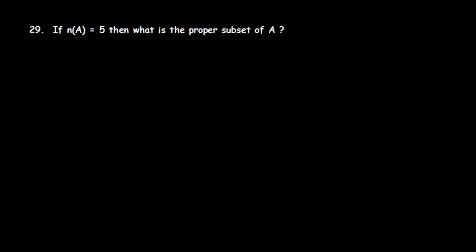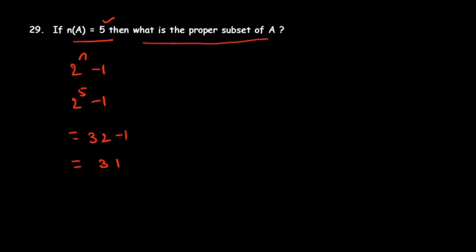If N of A is equal to 5, then what is the number of proper subsets of A? The proper subset formula is 2 to the power of N minus 1. That means there are 5 elements in the set. So we take 2 to the power of 5 minus 1, that is equal to 32 minus 1, that equals 31. So once again I repeat the question. N of A equals 5, there are 5 elements in that set. So the number of proper subsets of A is 31.